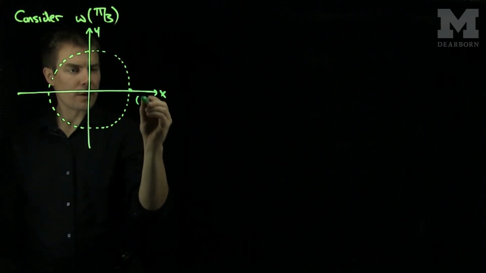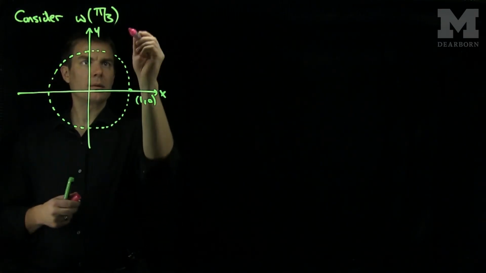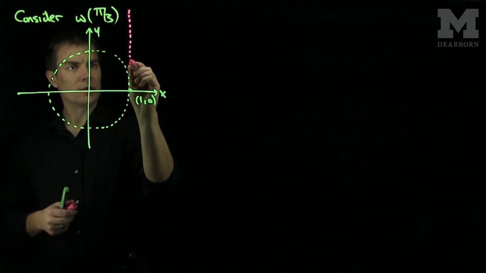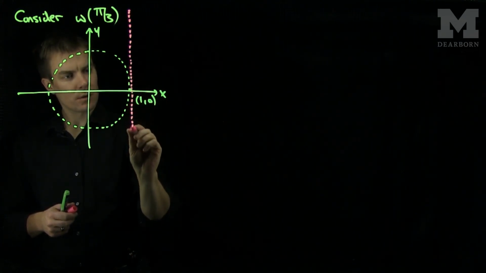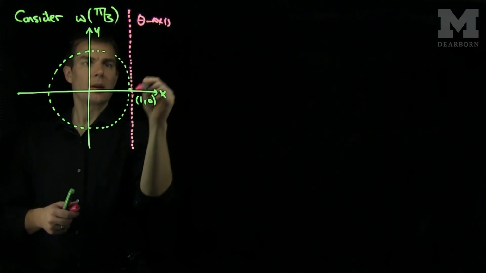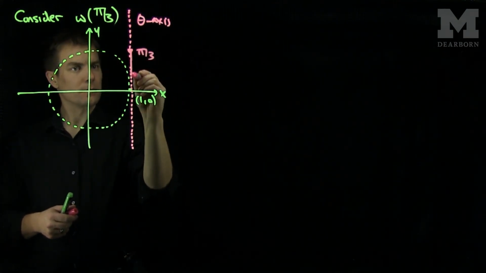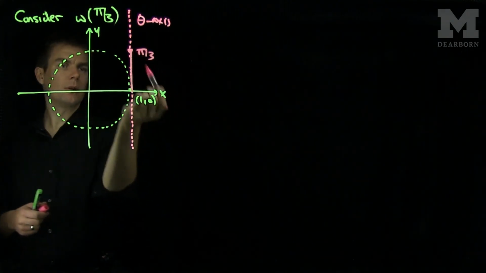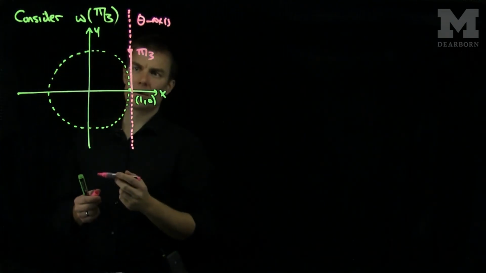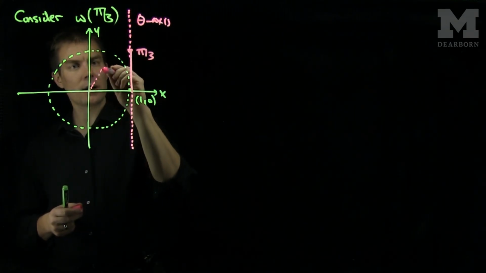We'll plot the point 1, 0 on the unit circle. And then we'll draw the theta axis, which is the tangent line to the unit circle at the point 1, 0. So here's my theta axis. And then I will go up pi thirds. And I will wrap this interval counterclockwise around the unit circle and end up at some value over here. The value we'll end up at is right around here.